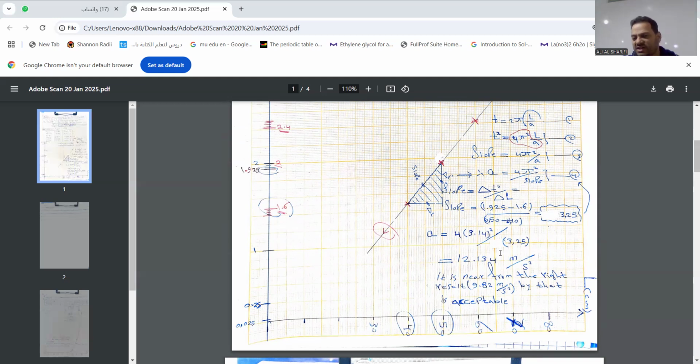Okay, it's up to you. You can prefer the longer way or the shorter solution. That's up to you. The result is approximately near the right solution, the acceleration number, so I can say it's acceptable.